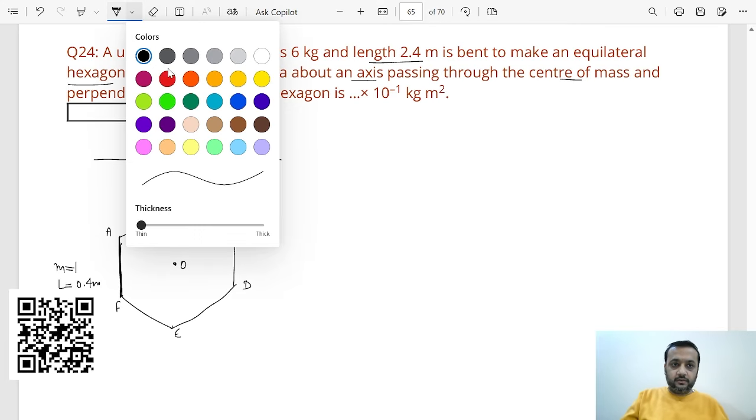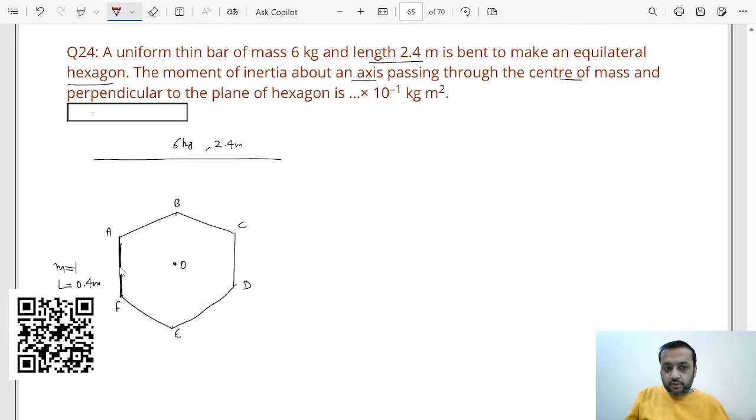Now, very easy question. If you look at this rod AF, the moment of inertia of this rod about its own center of mass, I1, with the axis passing through C1 and perpendicular to the plane of the screen, will be ml square by 12.